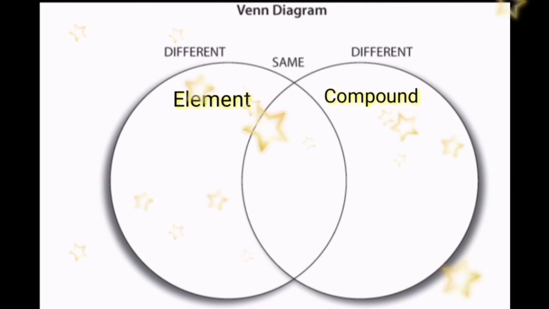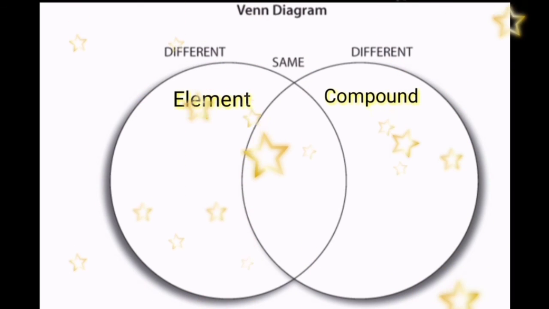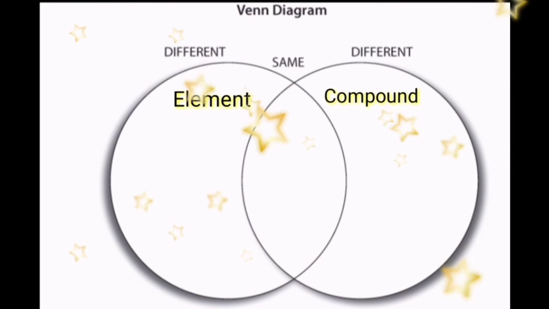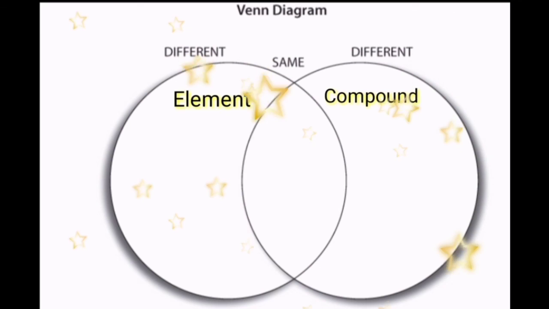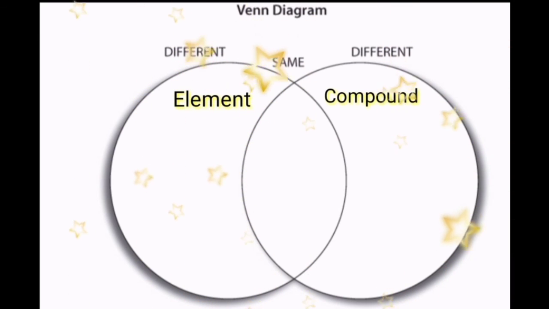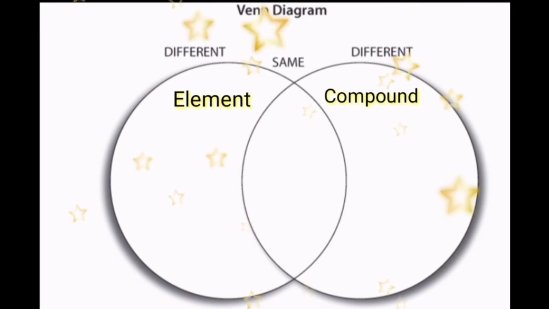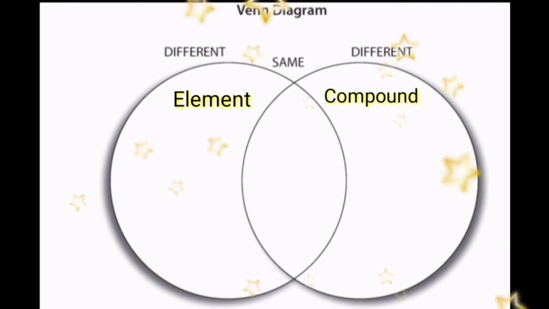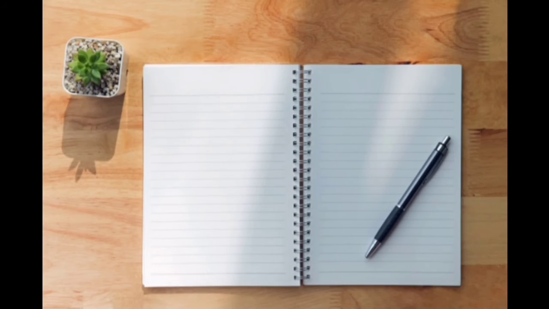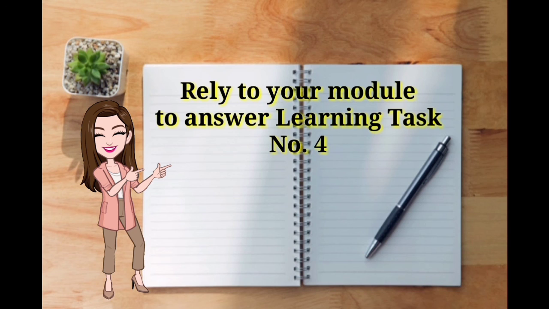When making a Venn diagram, you are going to draw two overlapping circles. On the left side and right side, you are going to write the differences of element and compound. And at the middle, you are going to write their similarities. For you to be able to do this, you may rely on our discussion a while ago. Get your module and answer learning task number 4 on a piece of paper.